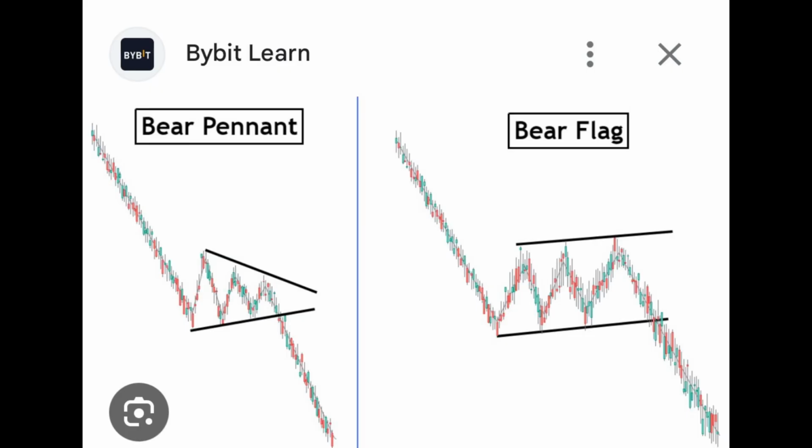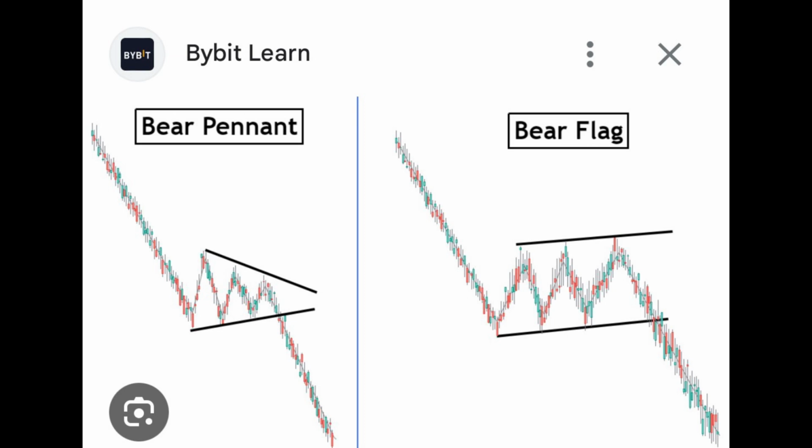Now, really quick, guys, I got two patterns. They look really similar, but they are different. But the key factor is they get you the same result. Okay, first look at the bear pennant. Look at the bear pennant I have sitting here, guys.